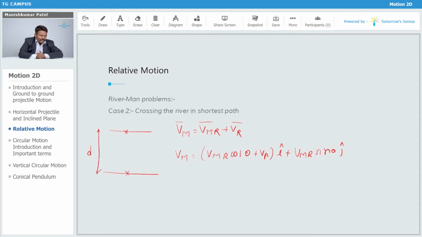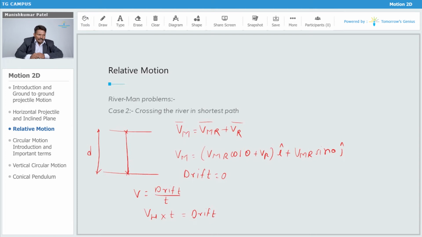Now in this case, obviously the drift is 0. If you see, for this particular case, the drift is going to be 0. So if the drift is 0, we know that velocity is equal to distance, that is drift, upon time. So velocity in the horizontal direction into time is equal to the drift. So this has to be 0.